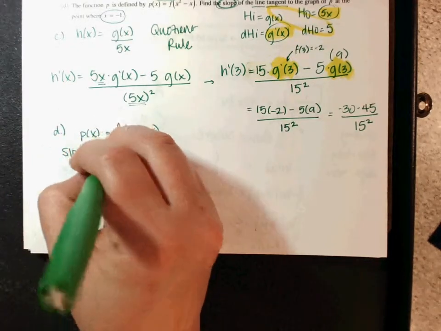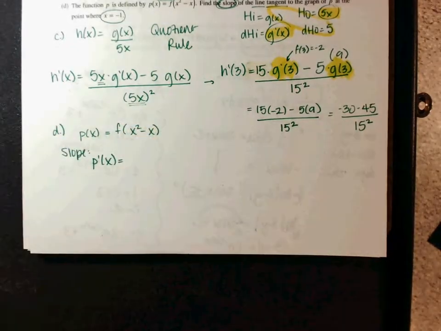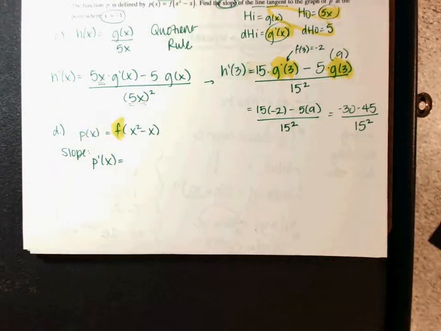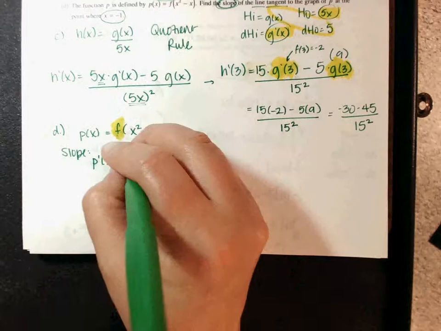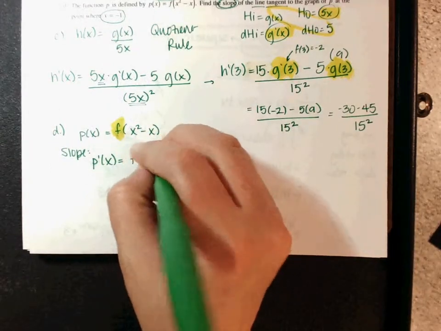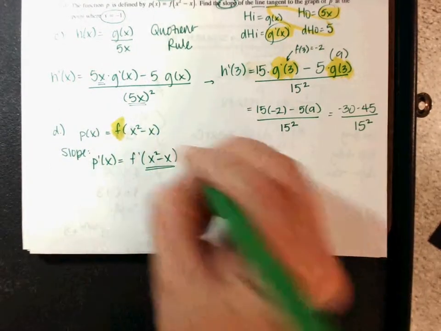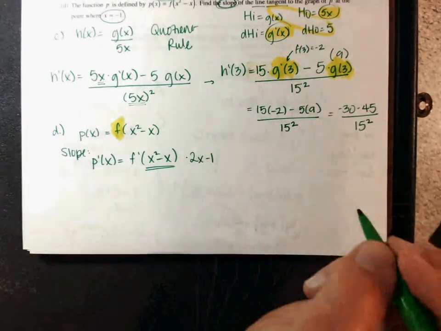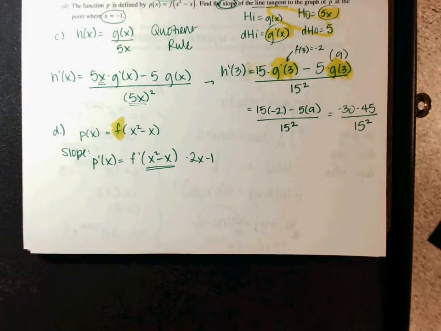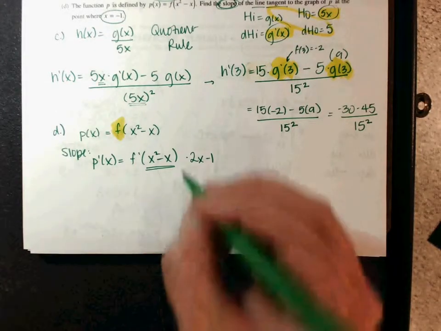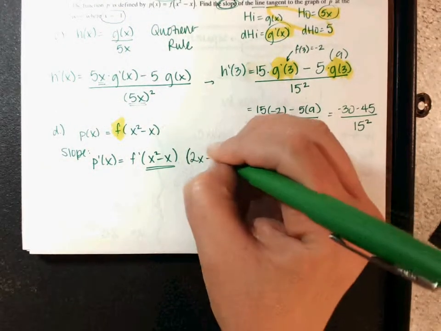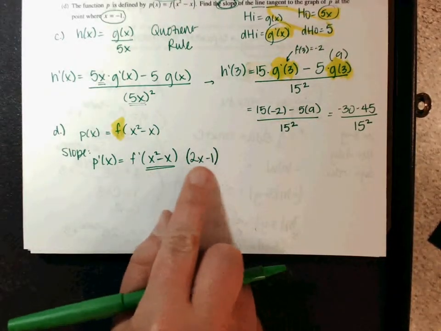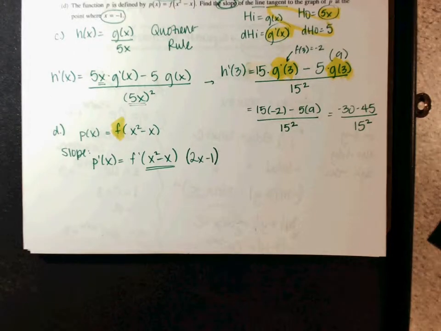So p prime of x equals, okay, first I'm going to look at my outside function, which is an f. The derivative of f is f prime. X squared minus x stays the same, but then I need to multiply by the derivative of the middle, which is 2x minus 1. Now, the way that I've written this is actually incorrect. I need to go back and put parentheses around this. Because remember, it's not only the 2x being multiplied here, it's the whole thing. Okay, so some of y'all need to be really careful about that.